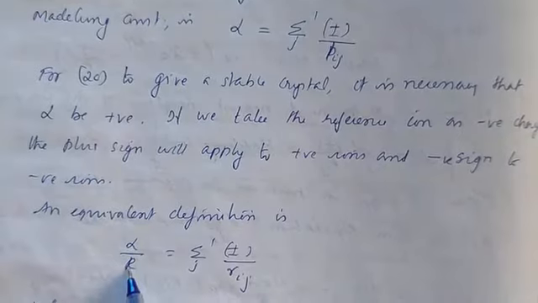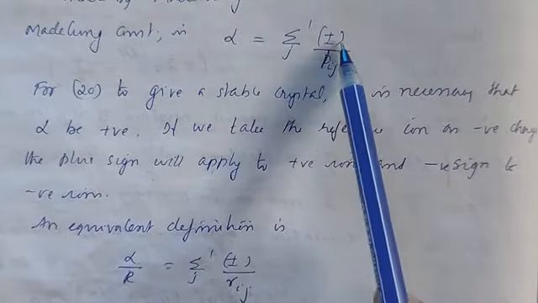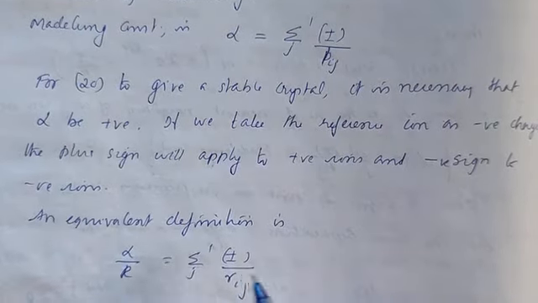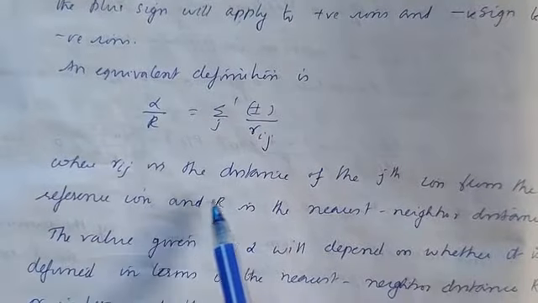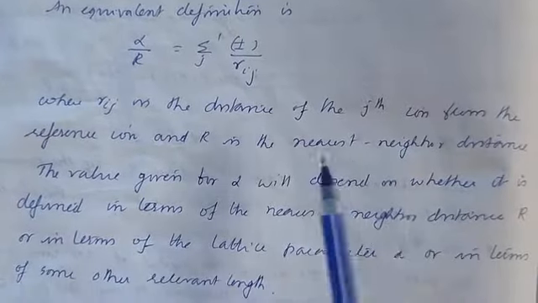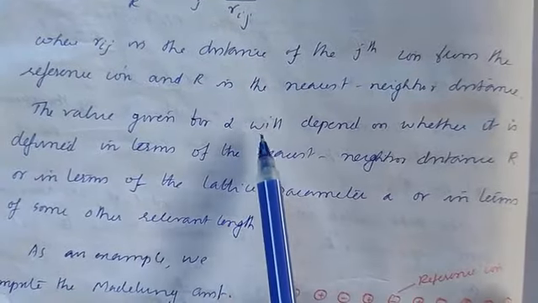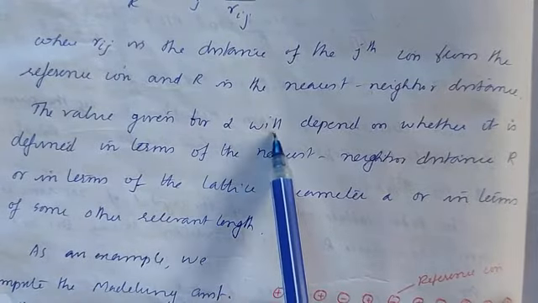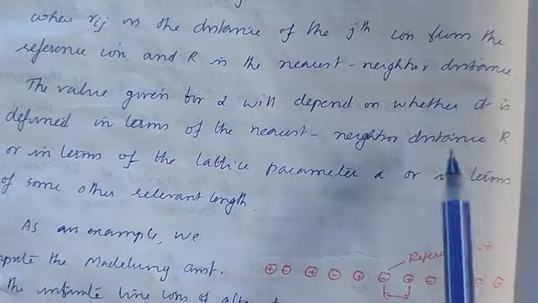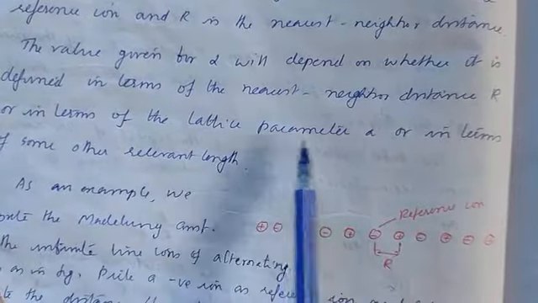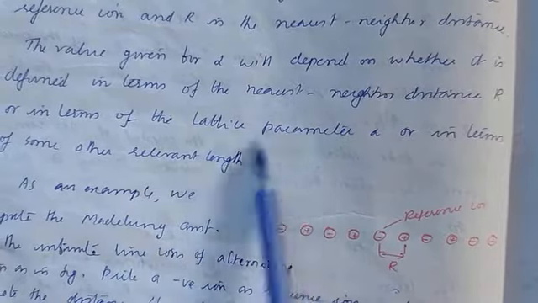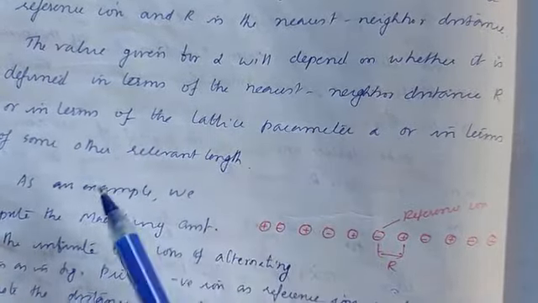we will get alpha by R is equal to the summation over j of plus or minus 1 by Rij. Rij is nothing but small rij, which we have defined before, where rij is the distance of the jth ion from the reference ion and r is the nearest neighbor distance. The value given for alpha will depend on whether it is defined in terms of the nearest neighbor distance r, or in terms of lattice parameter a, or in terms of some other relevant length. So the value of alpha depends on these conditions.